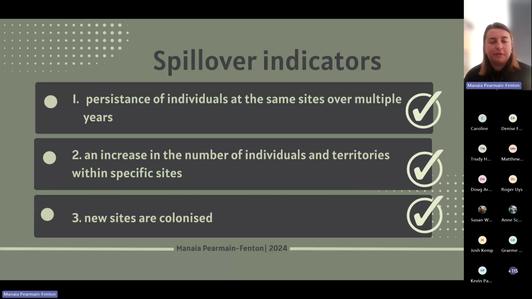So we can see here that the 3 positive spillover indicators were all met during the 2022 season. Like I said, 3 sites contain birds over every survey year. In 2018, there was an estimated 6 individuals identified across all sites. The following year, though none of the new sites that were added contained any birds, there was an estimated 13 individuals. And by the final survey year, this increased again to 23 individuals. In 2022, 4 new sites were also colonized for the first time.